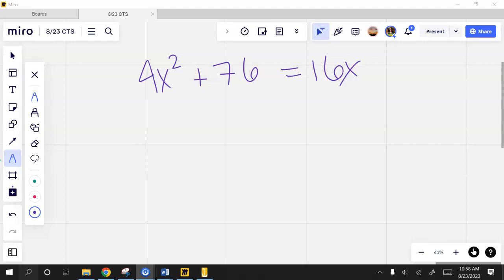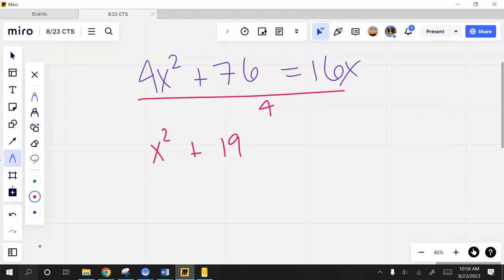All right, tell me what you did first. Divided the whole thing by 4. I'd probably go ahead and take care of that too. It's easy enough to go ahead and do that. So I get x squared plus, 4 goes into 76 how many times? 19 equals 4x. Then you made it equal 0.